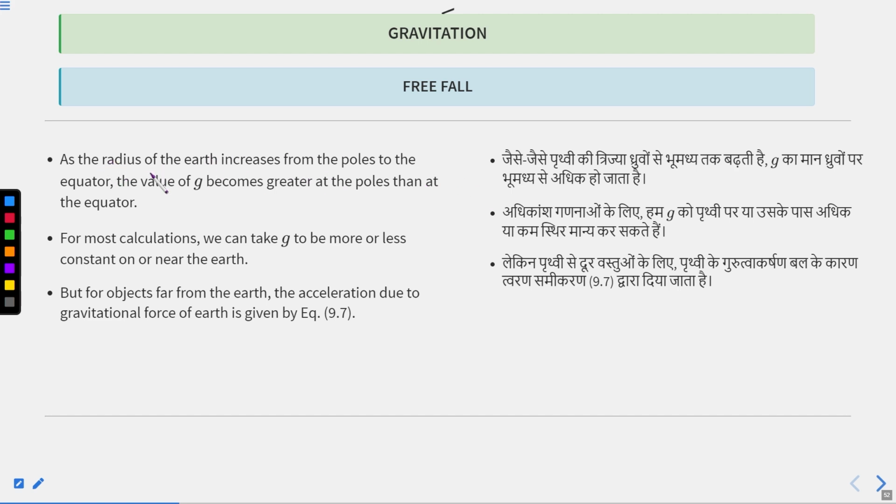As the radius of earth increases from pole to equator, the value of g becomes greater at the pole than at the equator. Okay, this is the shape of our earth. So radius is maximum towards the equator and minimum towards the poles.